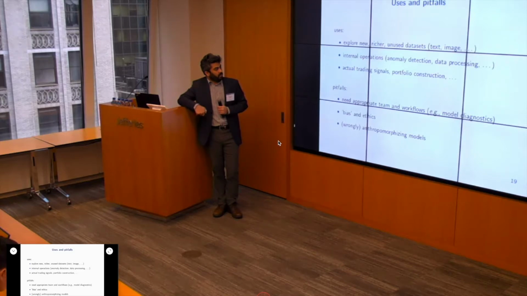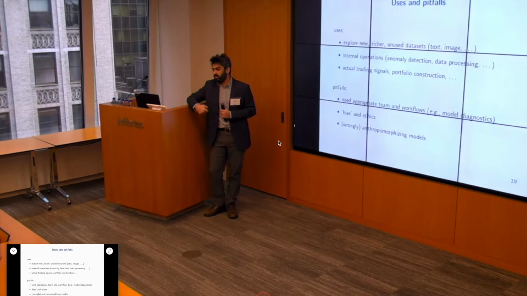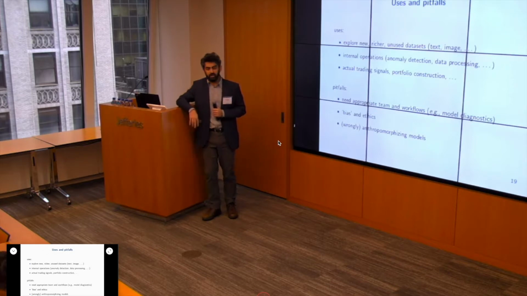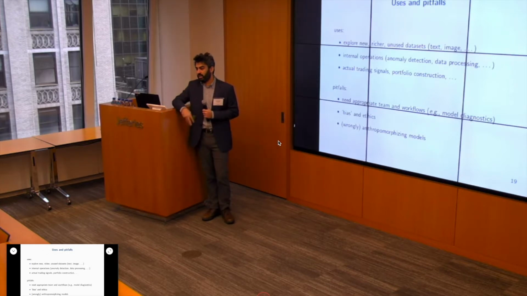The other is actually internal operations, and hopefully some of these unrelated examples that I threw up, like early warning signs for sepsis, jog some ideas in your head. There's all kinds of things in anomaly detection, internal processes, data processing, data quality, market condition monitoring, and so on, that you may use these kinds of methods for.